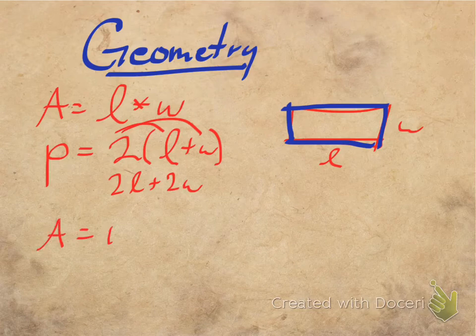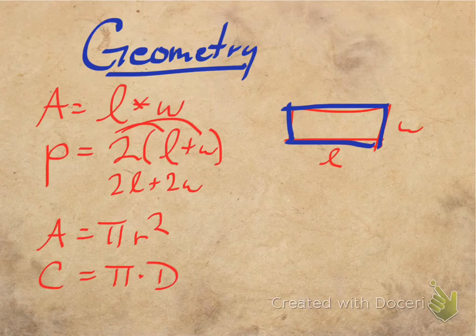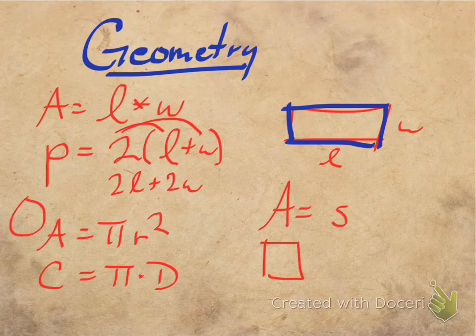Area equals pi times the radius squared is the area of a circle. The circumference of a circle is pi times the diameter. We'll draw a little picture of the circle. The area of a square is S times S, or S squared. The perimeter of a square, add up all the S's, there are 4 of them, so it's 4 times S. There are all kinds of formulas in geometry, and towards the latter part of the year, we're going to spend a couple chapters doing geometry and practice several of these formulas.